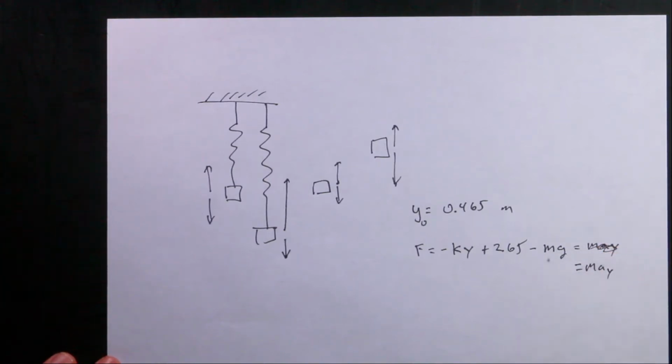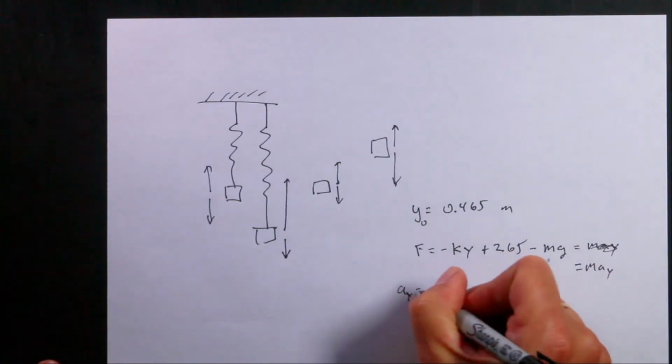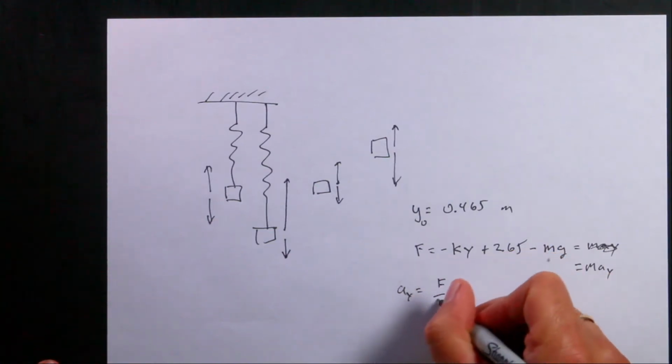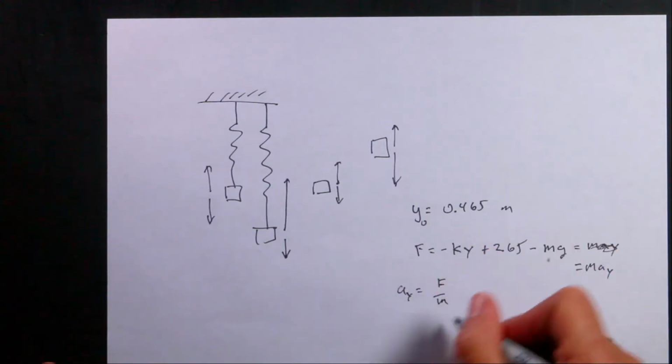M a sub y, the acceleration. So I can calculate the force. I know y, I know m, I know g, I know k. Once I know that, I can use it to find the acceleration, which is going to be that force divided by my mass.